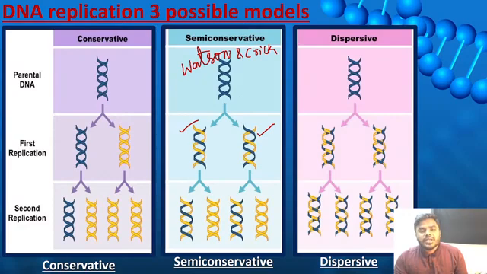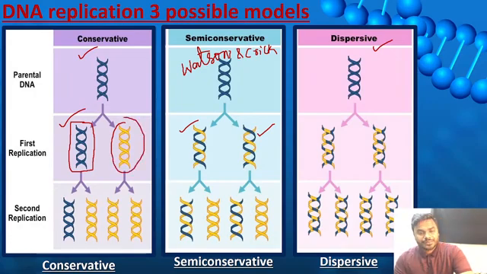So, by opposing the semi-conservative model, the conservative model was proposed, as well as the dispersive model. What about the conservative model? Pay attention. According to the conservative model, the entire parental DNA is preserved and a daughter strand is formed separately.